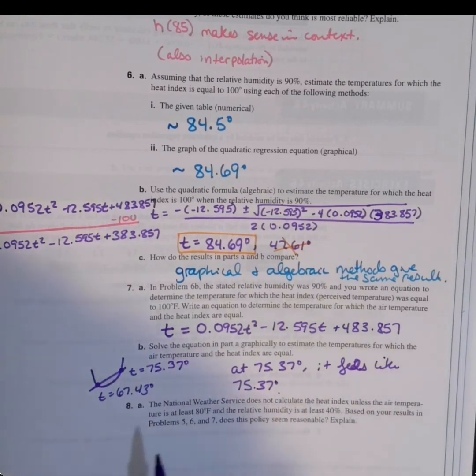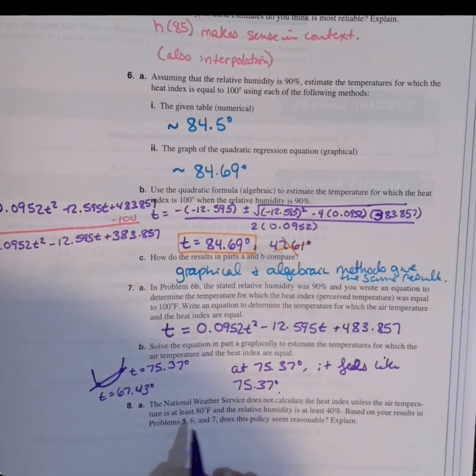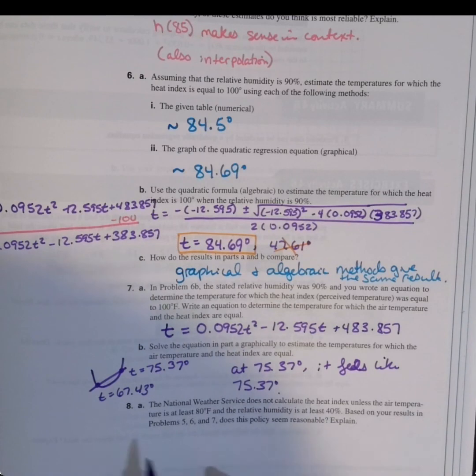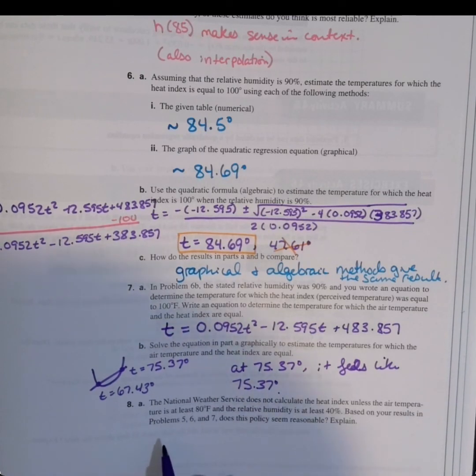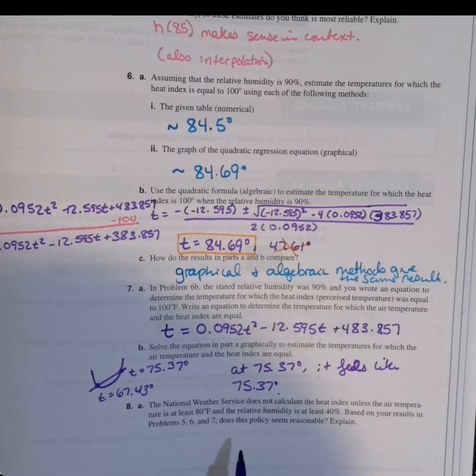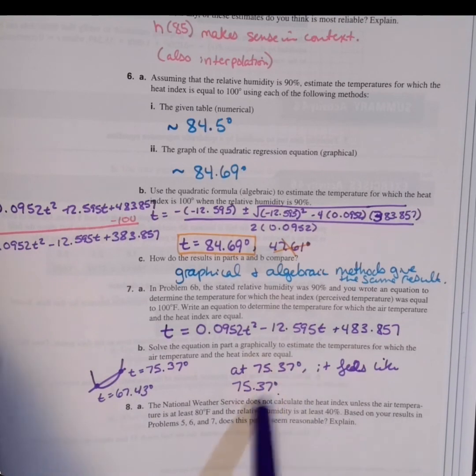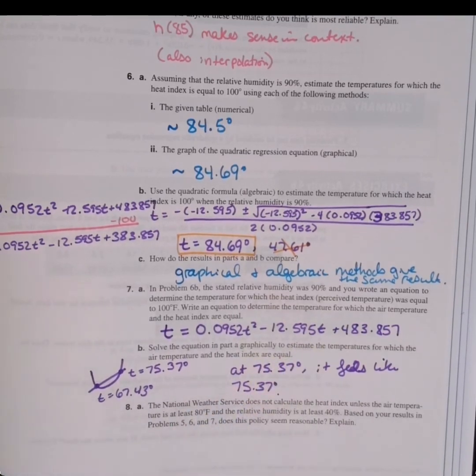Number 8. The National Weather Service does not calculate heat index unless the air temperature is at least 80 degrees and the relative humidity is at least 40 degrees. Based on your results in problems 5, 6, and 7, does this policy seem reasonable? Well, for number 5, we can certainly say that the 45 degrees did not make sense. And we can also say that the 85 and the 84, those ones did make sense. And we can also say that, the 75, there's no need to calculate heat index at that point because there is no heat index at that point. So it does seem reasonable.